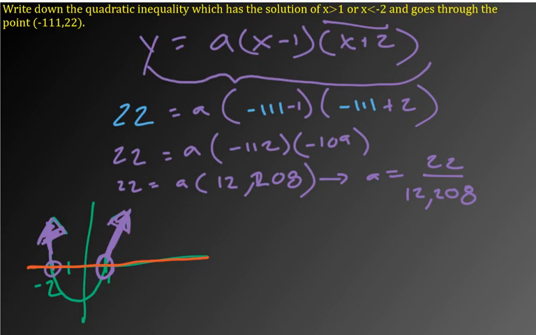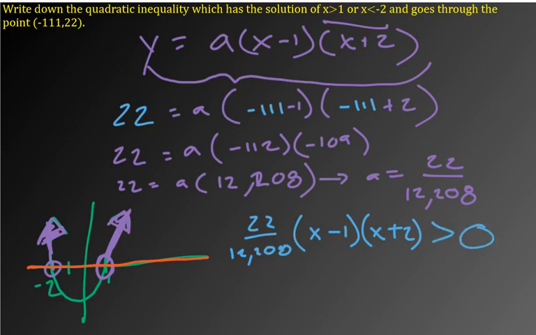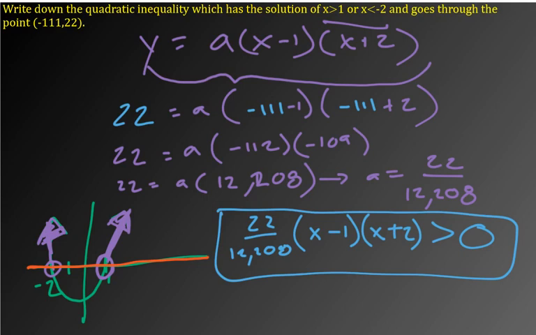Basically the final answer would just be 22 over 12,208 times x minus 1, x plus 2, and we want it to be greater than 0. That quadratic inequality would have this solution, and we've made that quadratic go through this point. And again, you should go to Desmos and try it out, plug this in, and see that truly the parts where it's bigger than 0 are these two areas, and it also does go through that point.